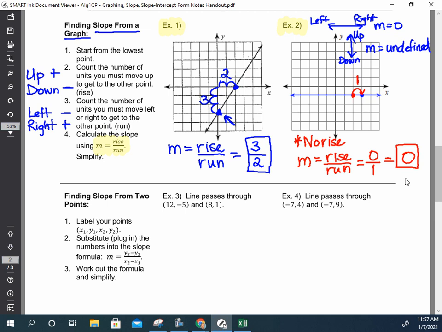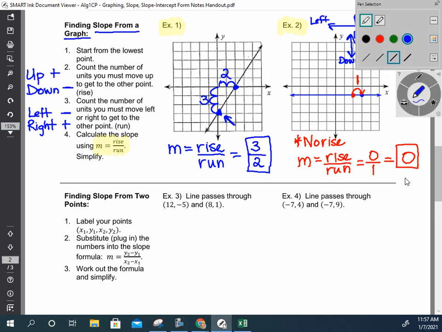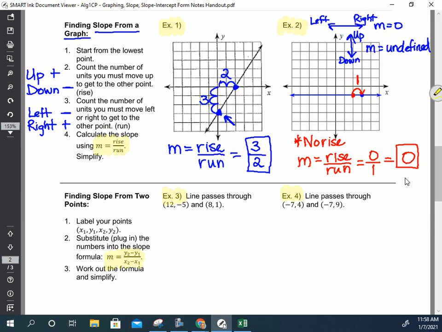Let's keep it moving with 2 points. So, when I check your notes, I'll be looking for that formula, example 3, and example 4. You should definitely make sure you put the title. That way you know what you're looking at.